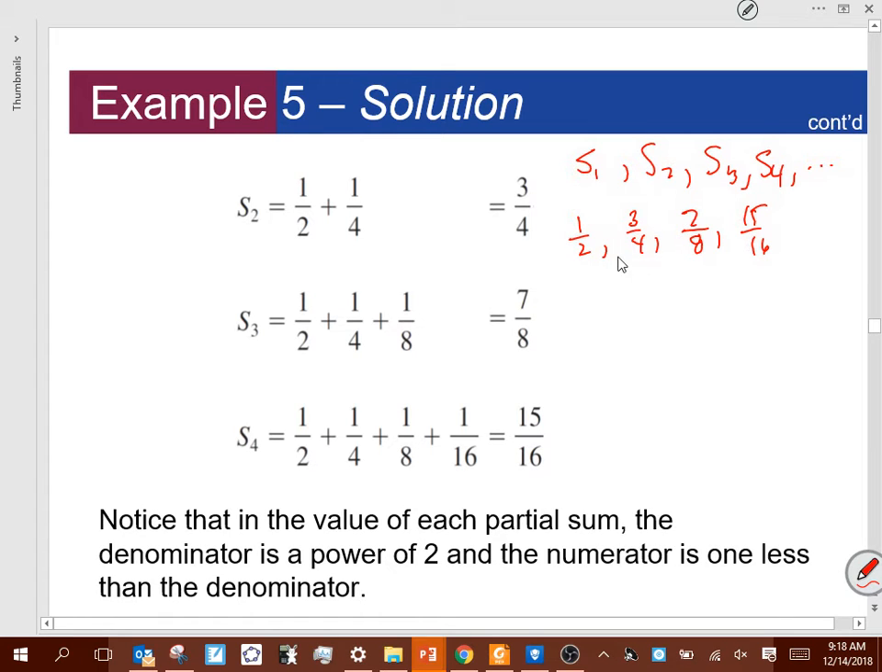Look at your denominators. 2, 2 squared, 2 cubed, 2 to the 4th, right? So your denominators are still 2 to the n. Okay? How do your numerators relate to your denominators? They're 1 less. So I get (2 to the n minus 1) over 2 to the n. Does that make sense? Okay?